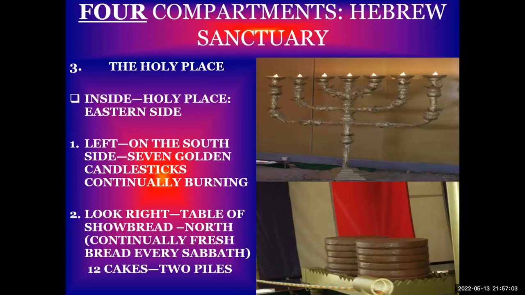Then the holy place. Inside the holy place, on the eastern side, left on the south side, are seven golden candlesticks, continually burning. Number two, look right: the table of showbread on the north, continually fresh, bread every Sabbath, cakes, two pairs.